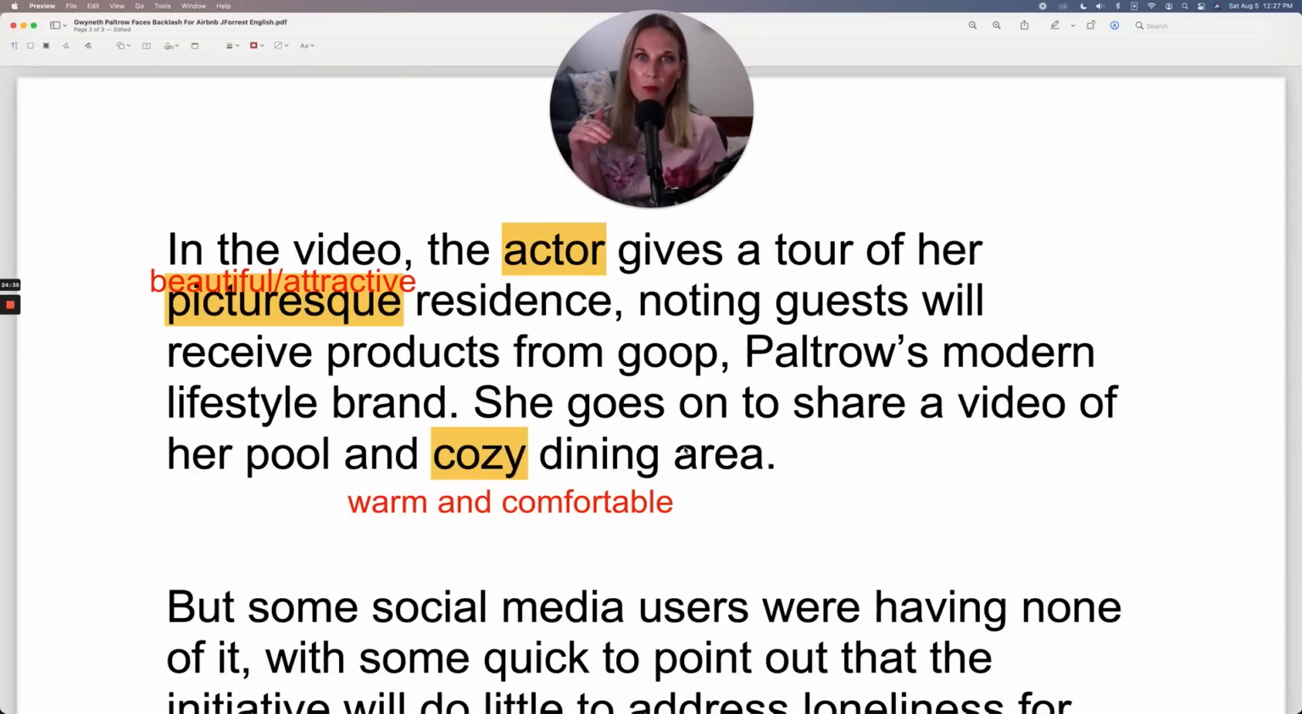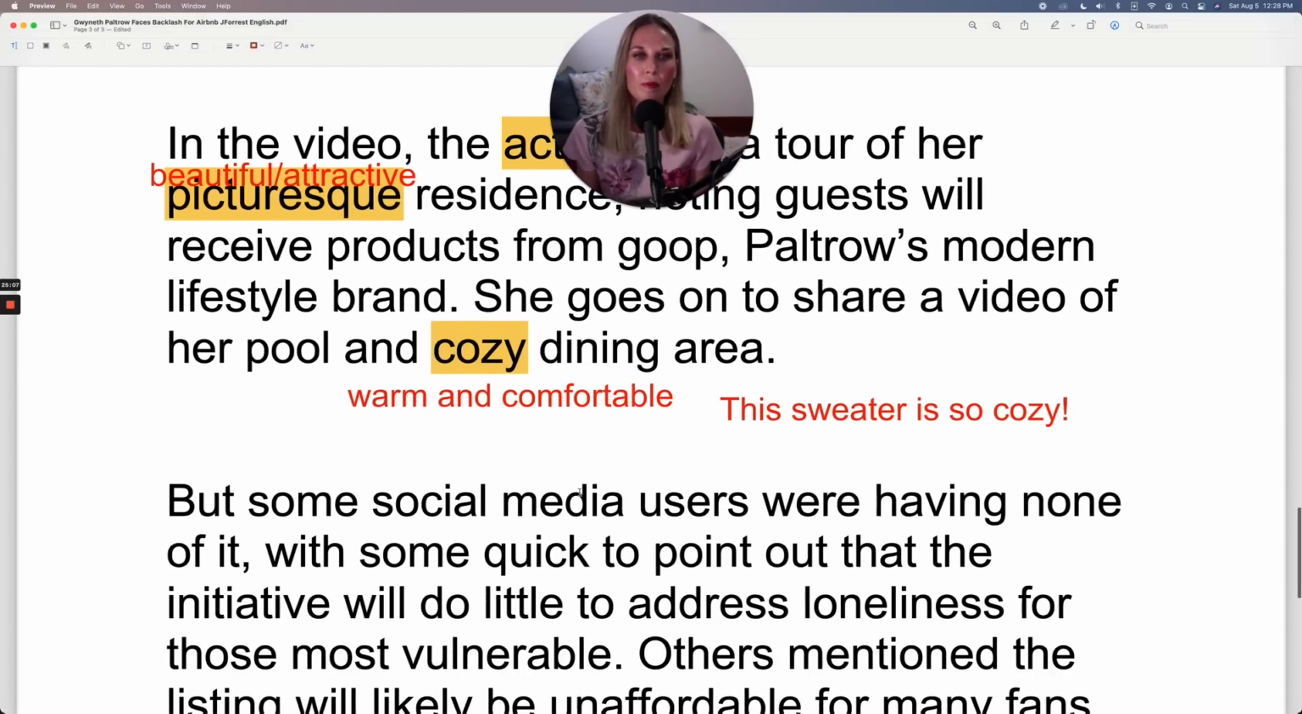So you can use it for real estate to describe an entire house, a room. We also use it for clothing. A sweater, most likely you have that one sweater you always put on after work or at the end of your day because it's very cozy. It's warm and comfortable. So you could say, this sweater is so cozy, warm and comfortable. This sweater, this blanket, these sheets are so cozy, for example.